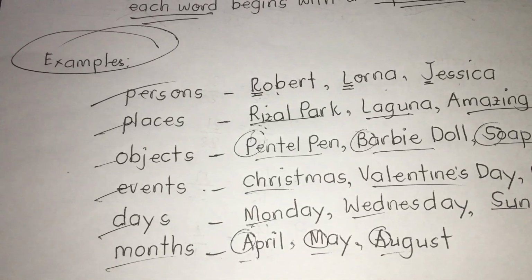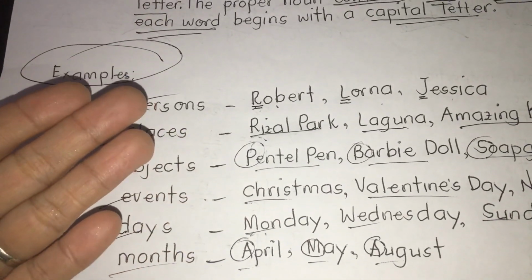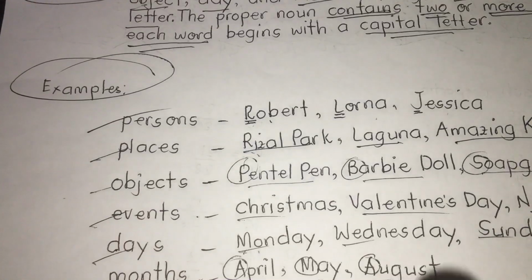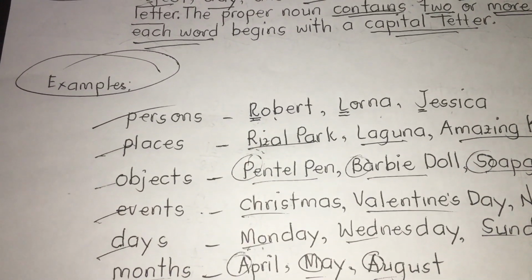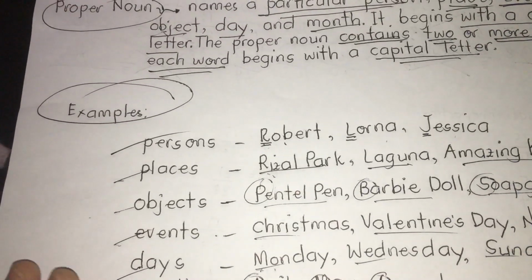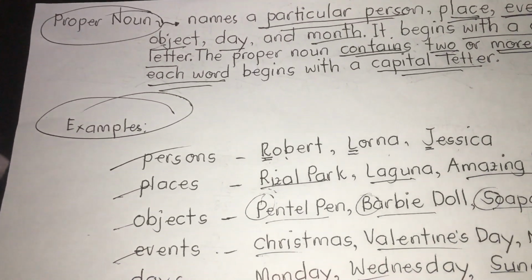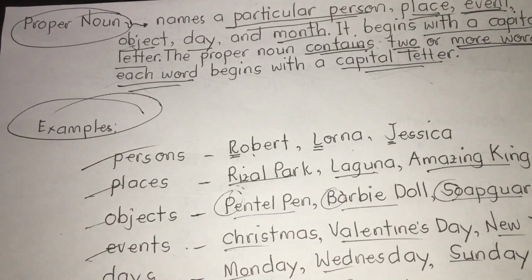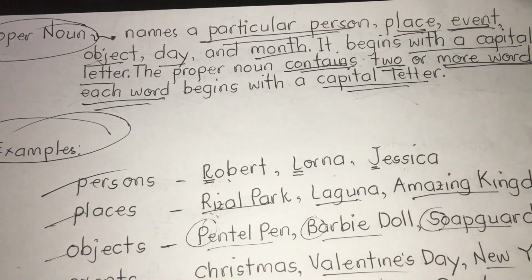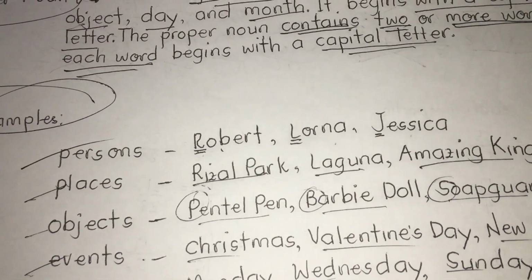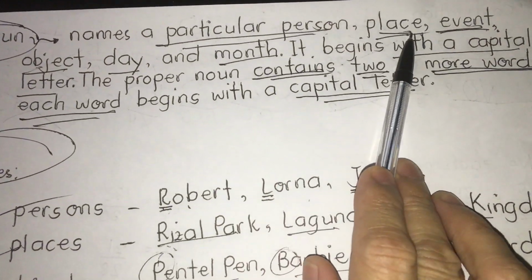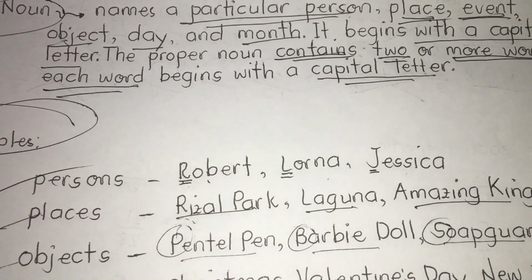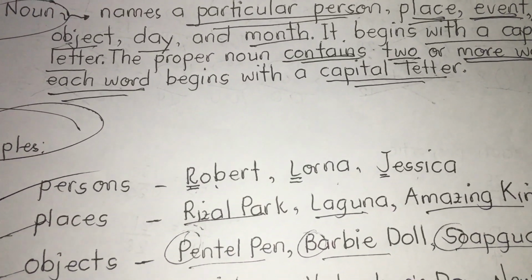There is a specific name for a person, for a place, objects, events, or days, or months. So there is a specific name for each. Again, the difference between common noun and proper noun is that a common noun does not have a particular name, whereas a proper noun contains two or more words, each word begins with a capital letter, or it names a particular person, place, event, object, day, or month. That is how we are going to differentiate, class, the common noun and proper noun.